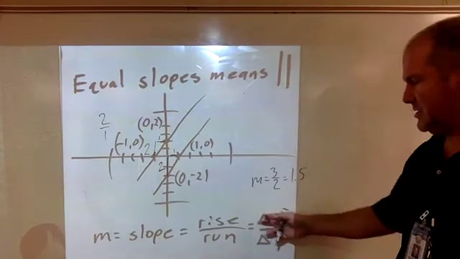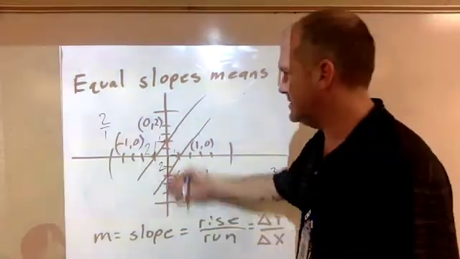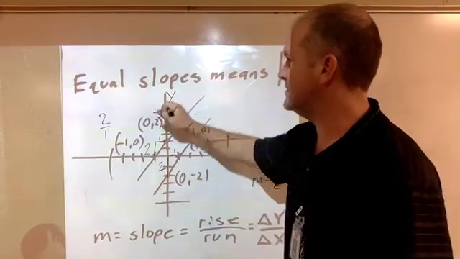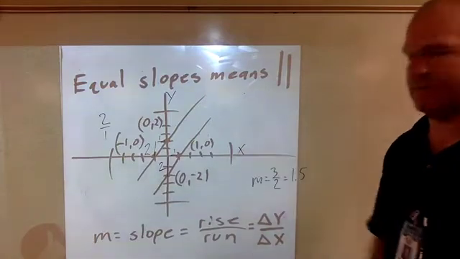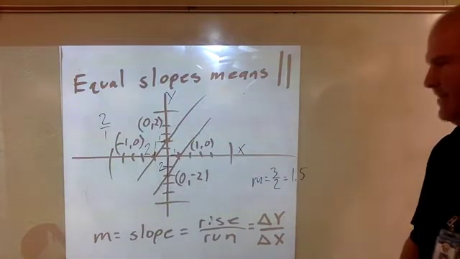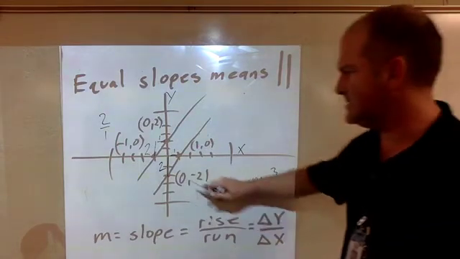So the change in y is your rise. So the y direction is the up and down direction. The y-axis goes up and down. The x direction is the left to right. The x-axis goes left to right. So what is the change in the y direction? What is the rise? It's 2.